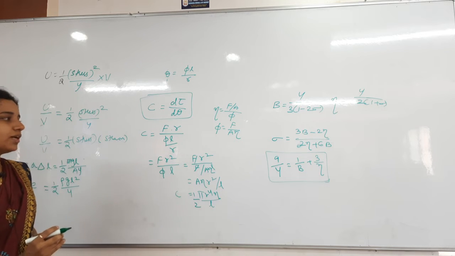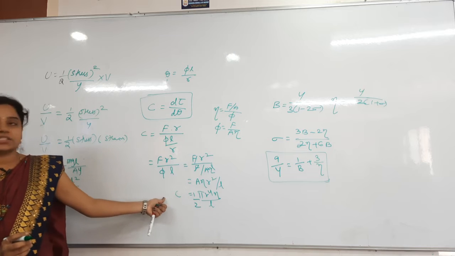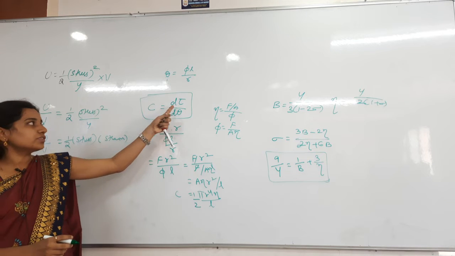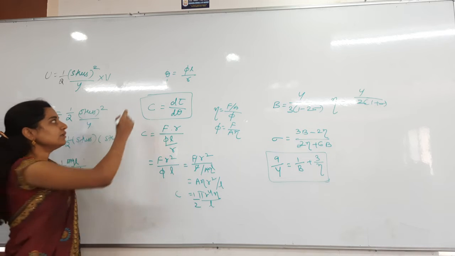Relation between sigma, y, neta and then b. Clear? That is about the relations. And then this one is torsional rigidity, that is C equals d tau by d theta. Listen here again. Torsional rigidity.